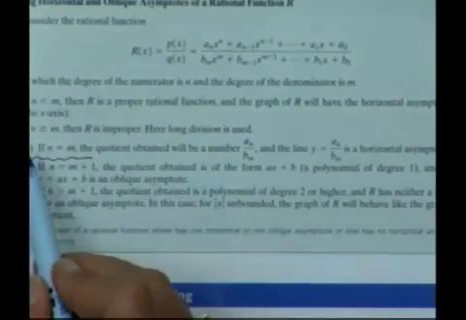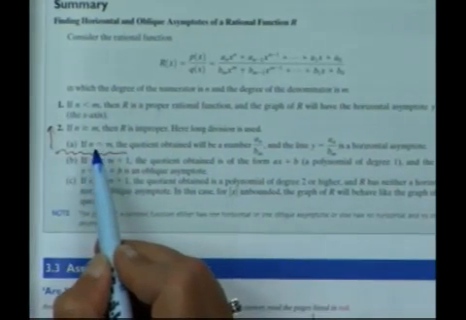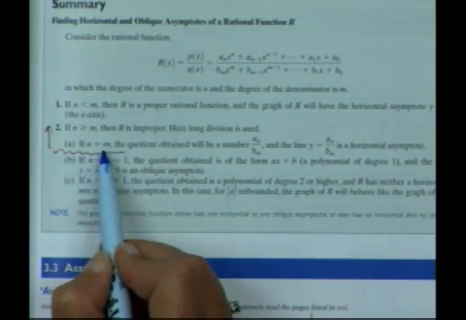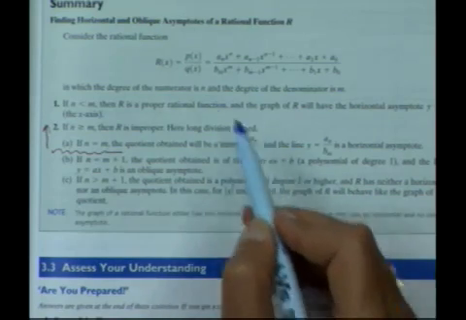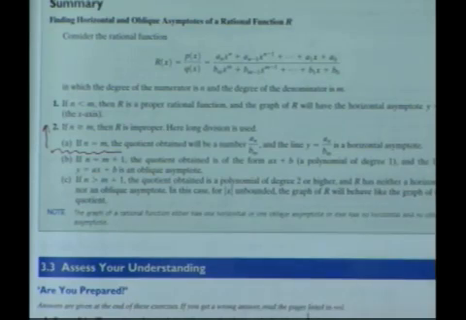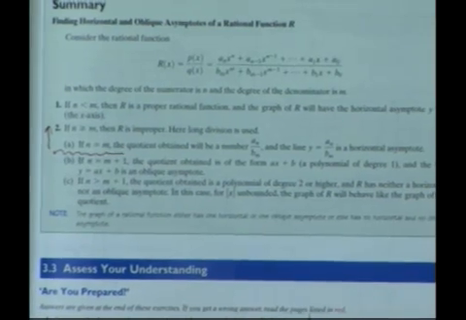The part of number 2 we want to look at is when the numerator and the denominator have the same degree. Then you look at the coefficients of the leading terms. y equal to that ratio is your horizontal asymptote. That's the only part of that summary you need to hang on to for this course.